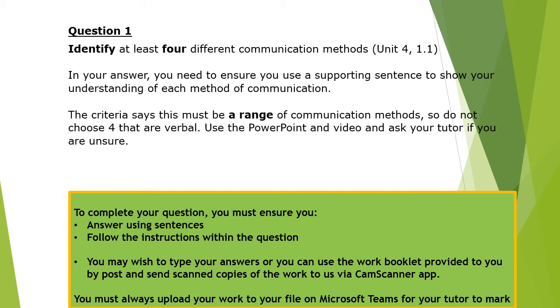So this brings you to question number 1, and it's asking you to identify at least 4 different communication methods. In your answer, you need to ensure you use a supporting sentence to show your understanding of each method of communication. And within the criteria, you must use a range of communication methods. So within the 4, or at least 4, so no less than 4, you need to choose 4 different ones. So don't choose 4 that are verbal. We've talked about verbal and non-verbal, so use 4 different methods, a selection of different ones.